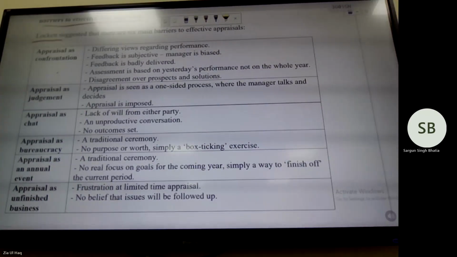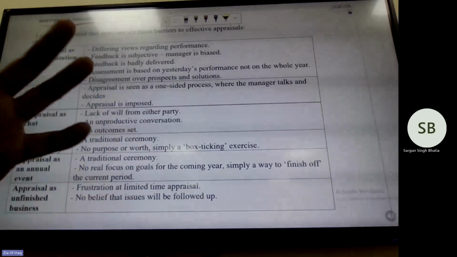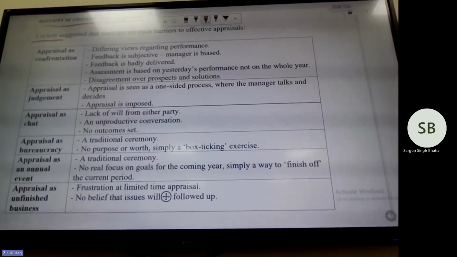What is this? If the appraiser is biased, he is just putting his views on the appraisee, not listening to him, adopting only a tell and sell approach. So this will be an appraisal as confrontation problem. He should always adopt at least a tell and listen approach rather than tell and sell. There should be two-way communication. So what is appraisal as confrontation?